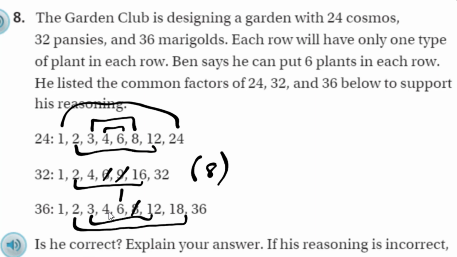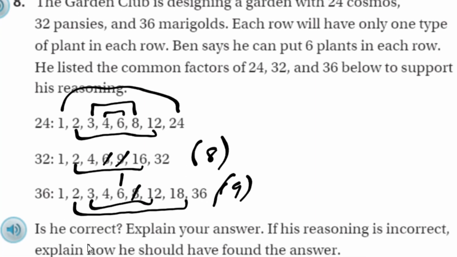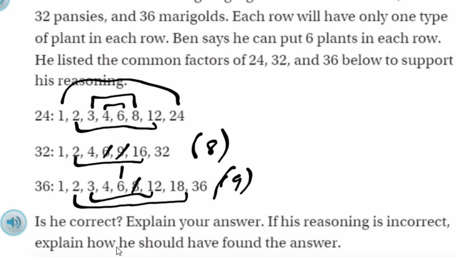Oh, so 9. These two reverse. It's almost like he's missing a 9 here. I see. 9 times 4 is 36, and he's missing the 8 over there. Maybe he got those switched around. Is he correct? Explain your answer. If his reasoning is incorrect, explain how he should have found the answer.